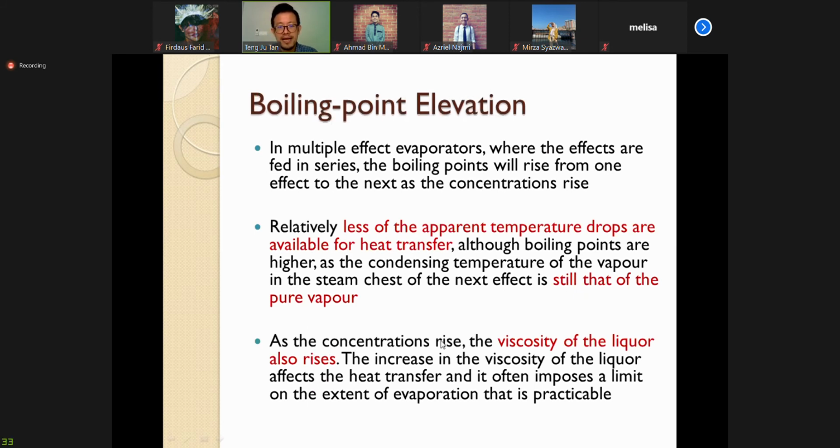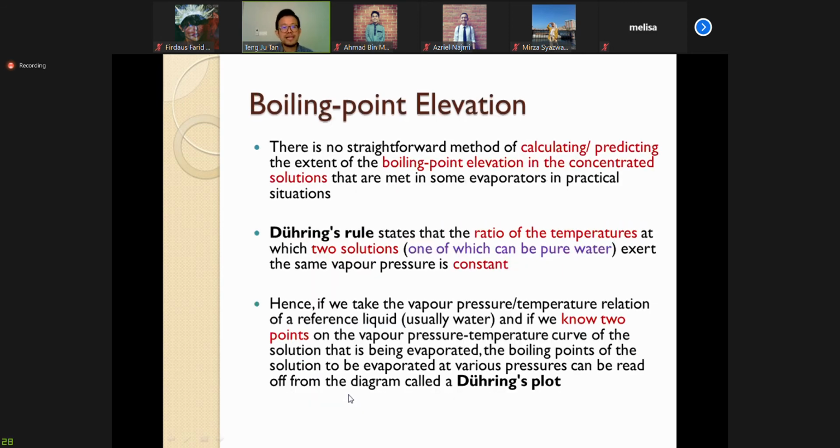As the concentration rises, the viscosity of the liquor also rises. The feed also will become more viscous. The increase in the viscosity of the liquor affects the heat transfer, and it often imposes a limit on the extent of evaporation that is practicable. So there is no straightforward method of calculating or predicting the extent of boiling point elevation in the concentrated solutions that are met in evaporators in practical situations. However, we can use Dühring's rules. This is something new too, I believe.